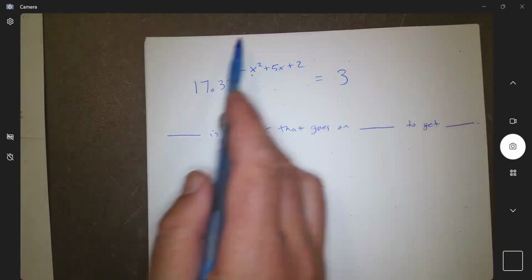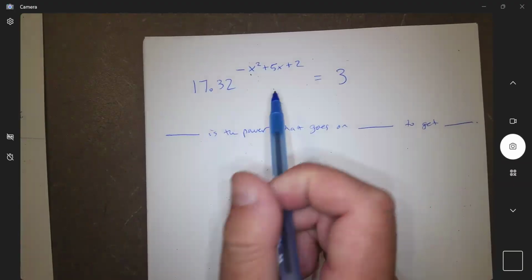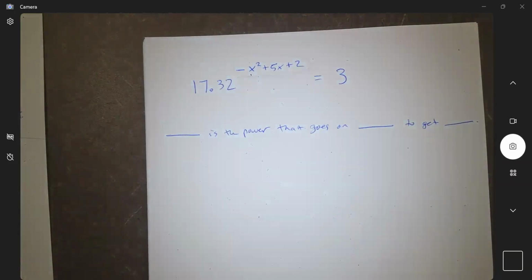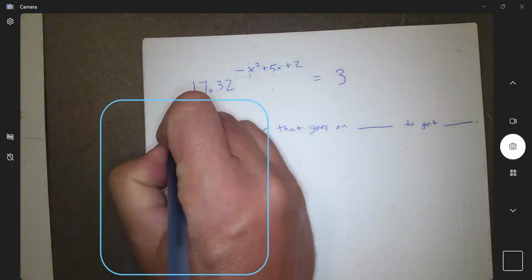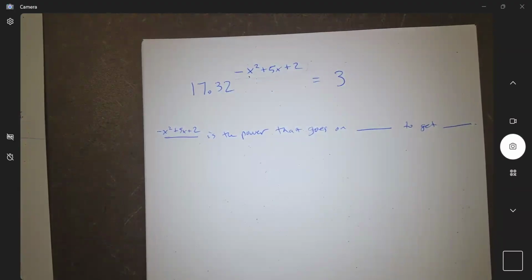So what's the power in this expression? 3? No, that's not a power. That's just sitting there. What's the exponent? It's this big mess. But it's still the power. It's a big messy power, but it's still the power. So that means minus x squared plus 5x plus 2 is the power. No, we're not solving it. We're just rewriting it as a logarithm.